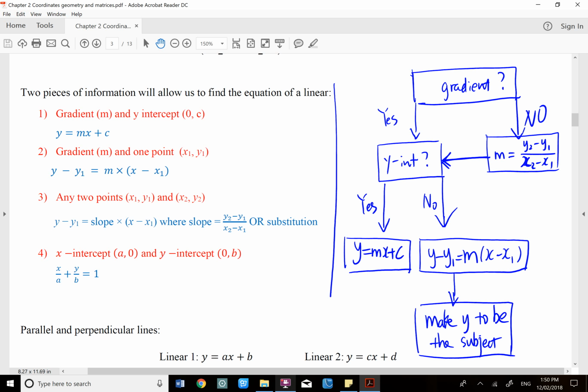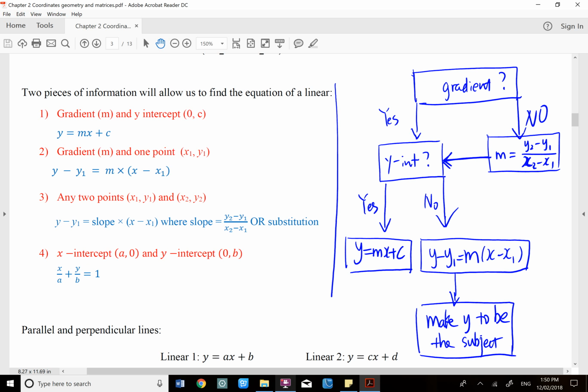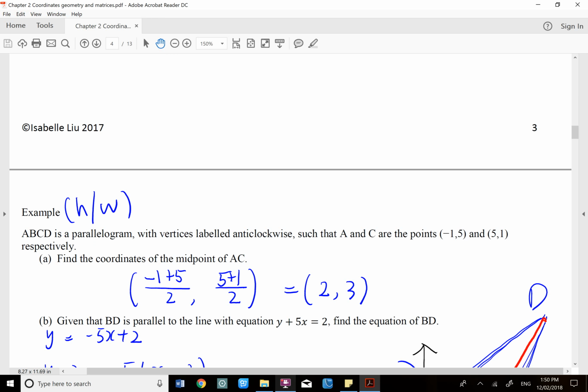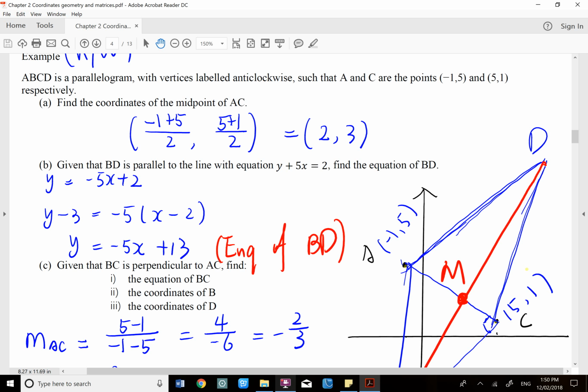If you have no gradient given, you must have 2 separate points. You use y2 minus y1 over x2 minus x1 to find the gradient first. Then that question becomes a yes, and then keep asking yourself, do we have the y-intercept? Basically what I need is the gradient and y-intercept. If I don't have the y-intercept, I have x1, y1 to help work out the equation. I think most of you will know that. Parallel, perpendicular, 100 times, you really shouldn't need to worry about that.